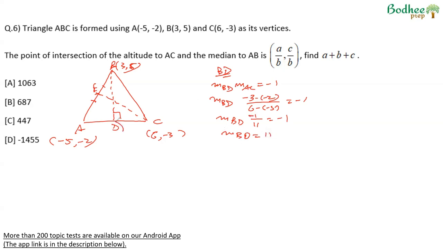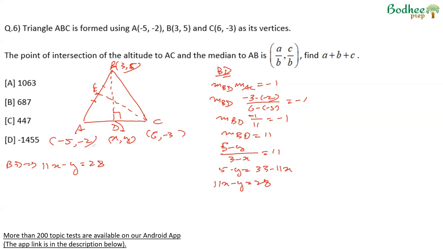If D has coordinates (x, y), we can write the slope as (5 - y) / (3 - x) equal to 11, which means 5 - y is equal to 33 - 11x, and therefore 11x - y is equal to 28. That is the equation we got. The equation of BD is 11x - y = 28.